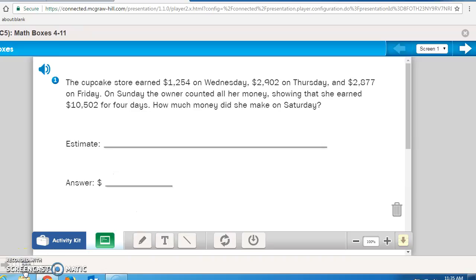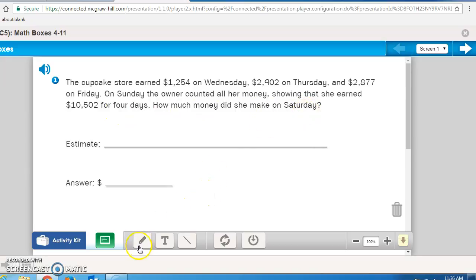Your next assignment is going to be Math Journal page 136. Read this to yourself silently as I read it aloud. It says, the Cupcake Store earned $1,254 on Wednesday, $2,902 on Thursday, and $2,877 on Friday. On Sunday, the owner counted all her money, showing that she had earned $10,502 for 4 days. Well, how much did she make on Saturday?